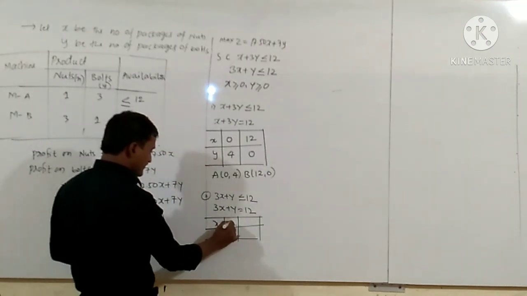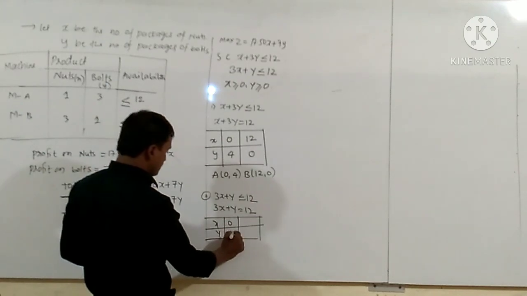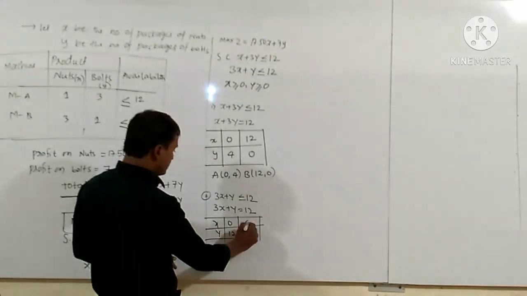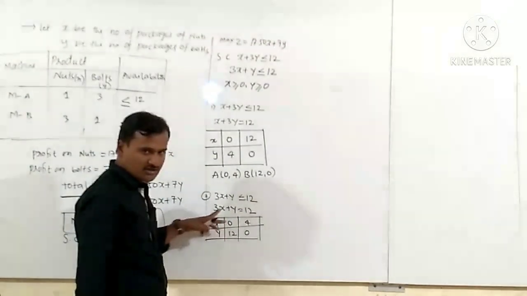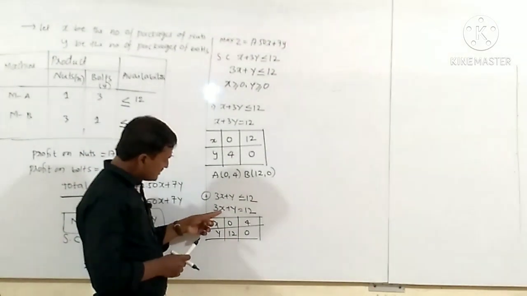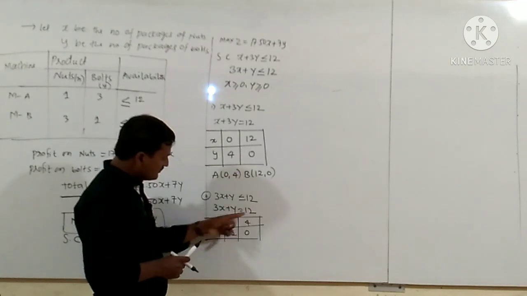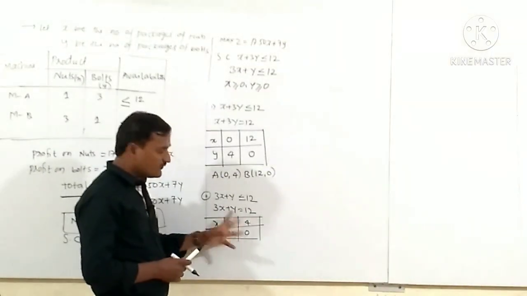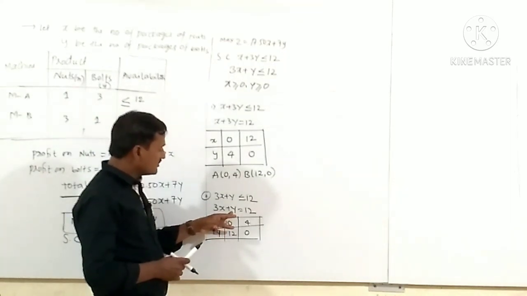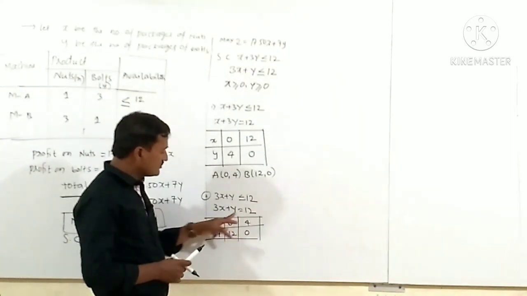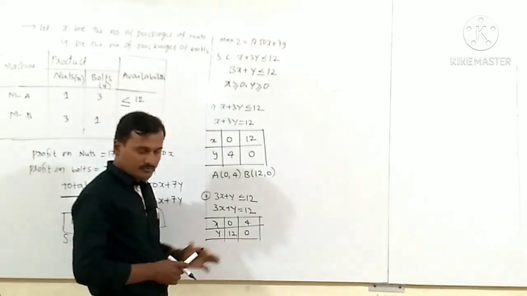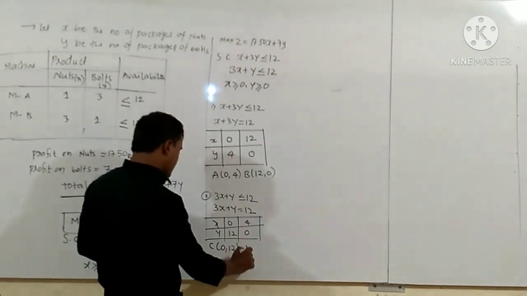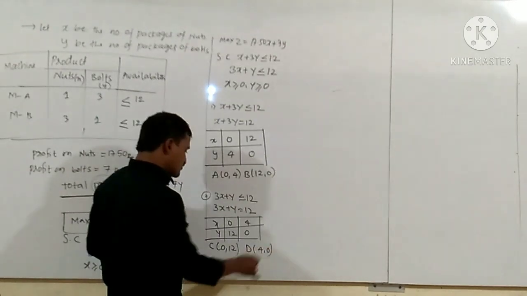Now we will take this one, put the value of x equal to 0. What is the value of y? 12. Put the value of y equal to 0. What is the value of x? 4. Because 3x equal to 12, x equal to 12 by 3, which is 4. Now I will take the point 0 comma 12 and point D, that is 4 comma 0.